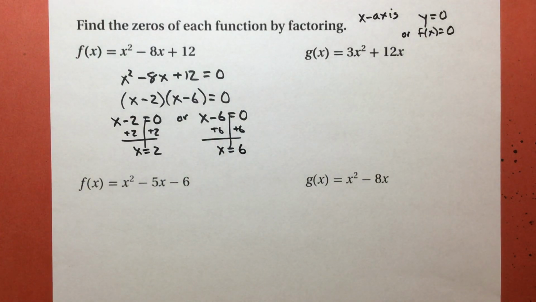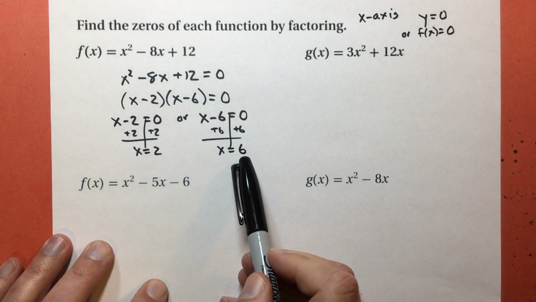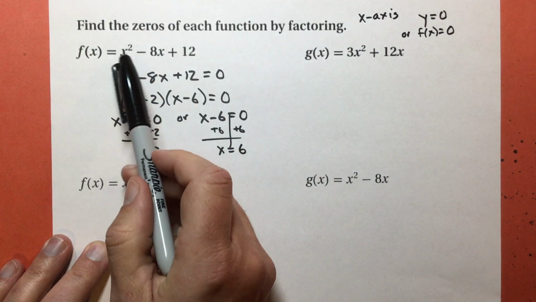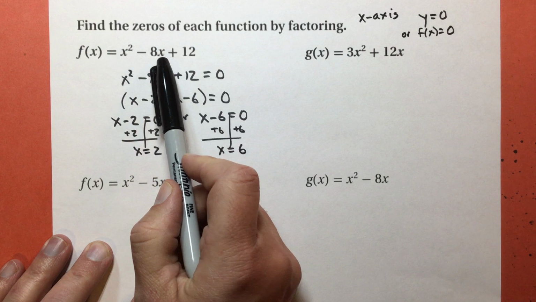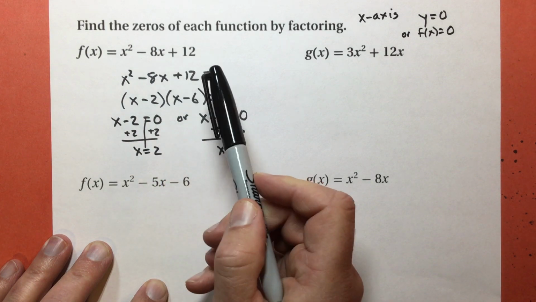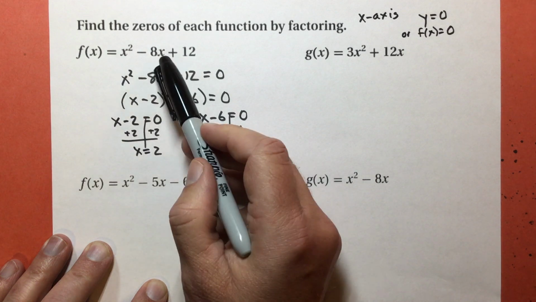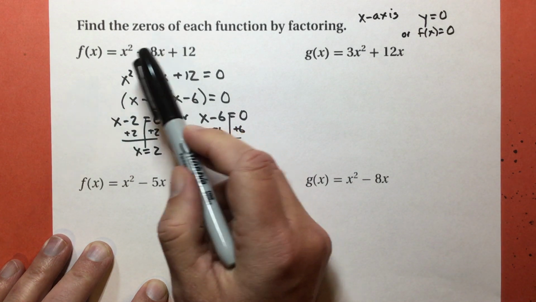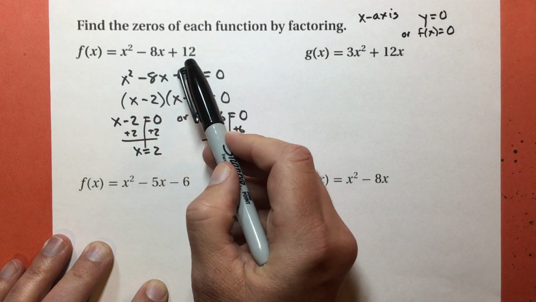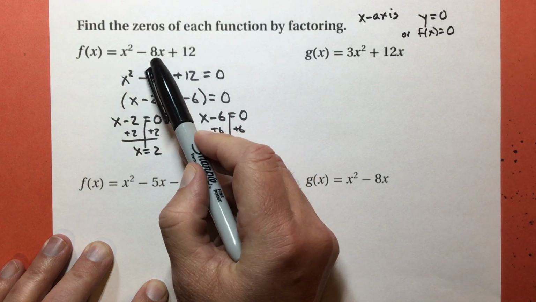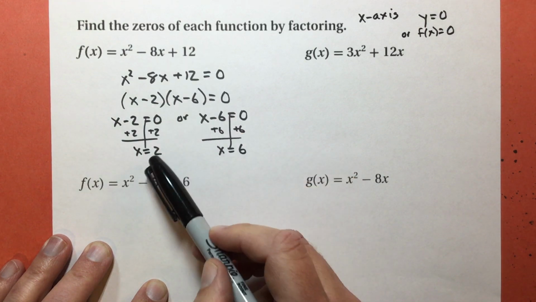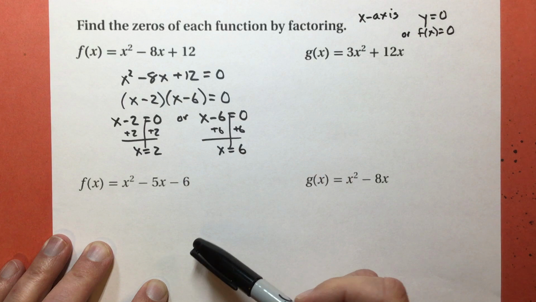And I can go and check both of these to see if this equals 0. 2 to the second power is 4. 8 times 2 is 16. So you've got 4 plus 12, which is 16. Subtract 16, which equals 0. If I put 2 in for x, I get 0.